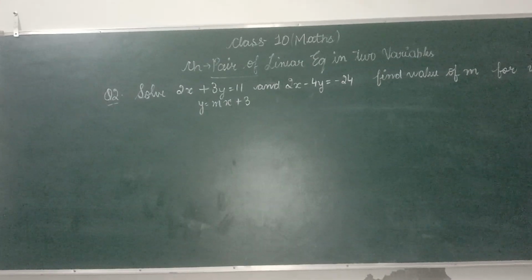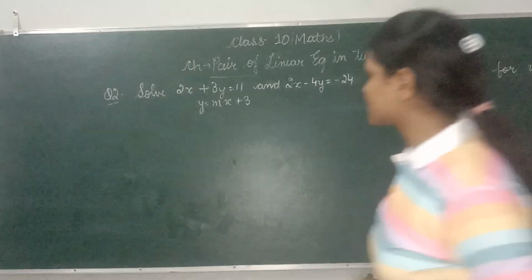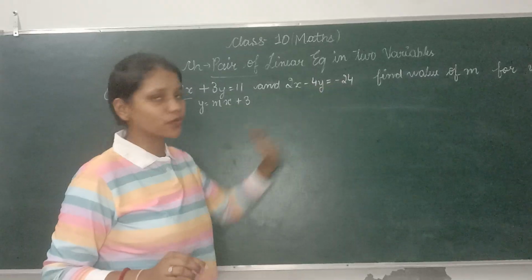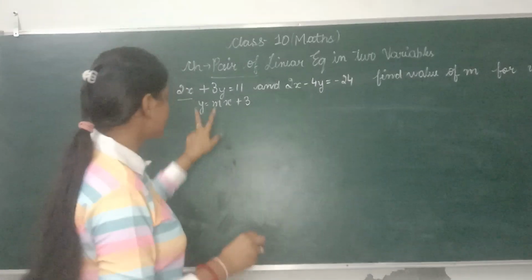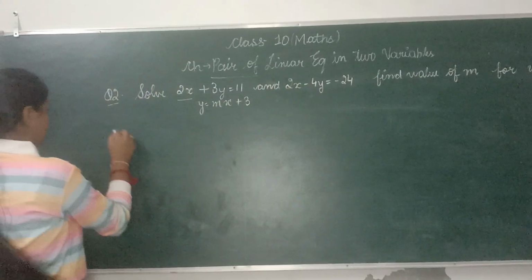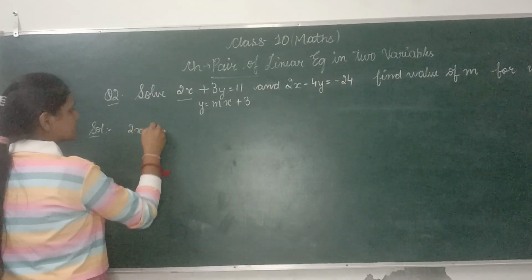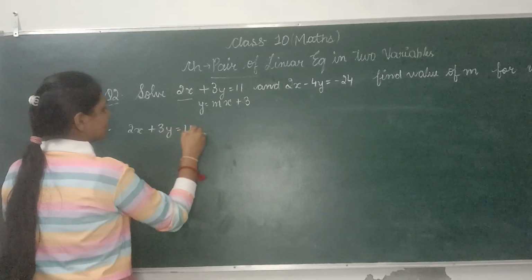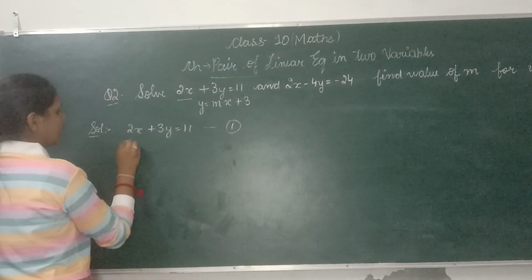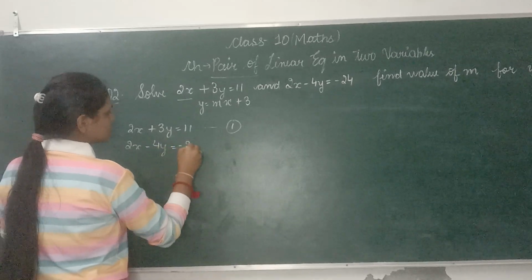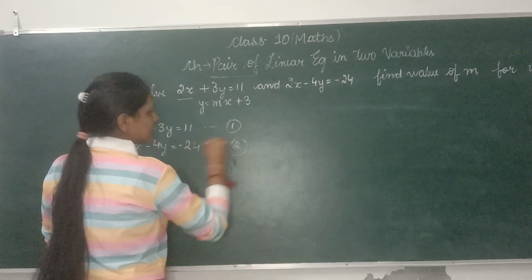The question is given: solve the equations. The equations are 2x plus 3y is equal to 11 and 2x minus 4y is equal to minus 24. These two equations are given. The first equation is 2x plus 3y is equal to 11. This is the first equation, and 2x minus 4y is equal to minus 24. This is the second equation.